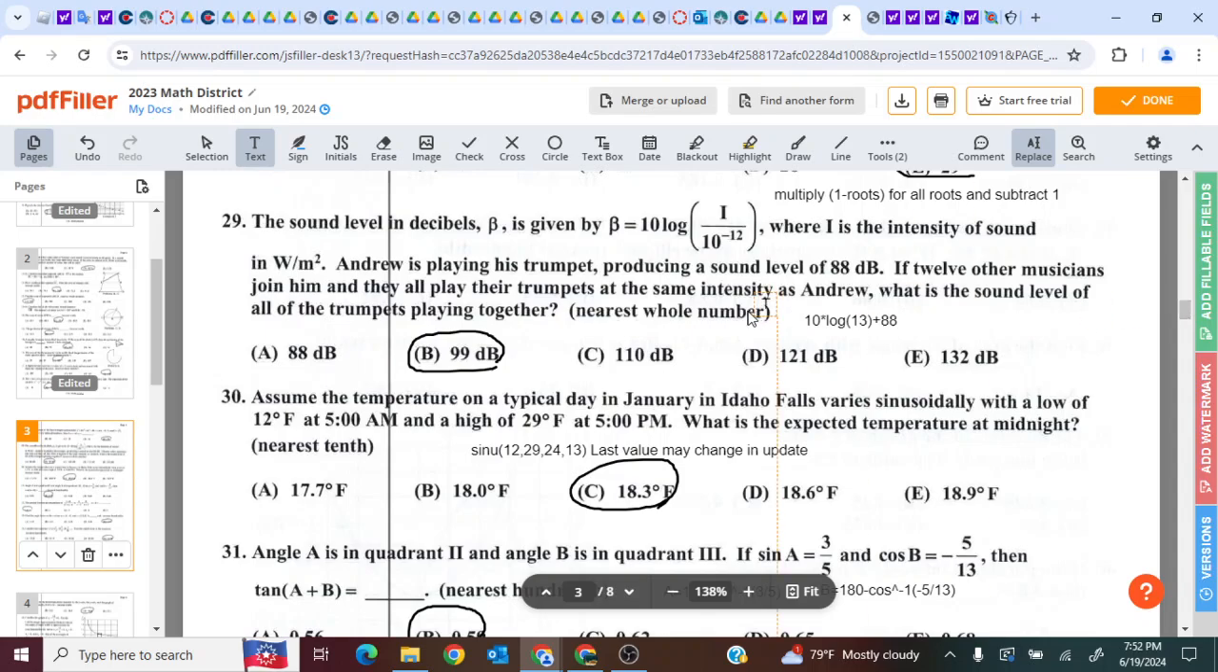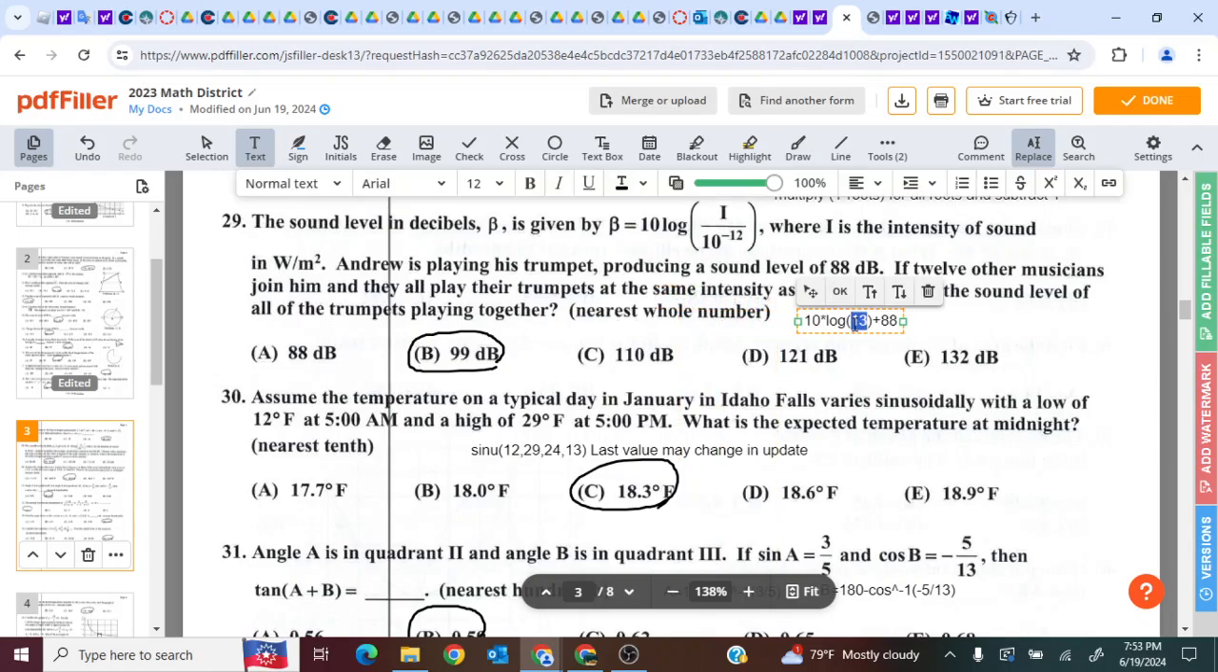29. The sound level in decibels is given by this equation. The important thing is the 10 log here, and the fact that intensity is on the top. Andrew is playing his trumpet, producing 88 dB. If 12 other musicians join him, and they all play their trumpet at the same intensity, what's the sound level, all the trumpets playing together?